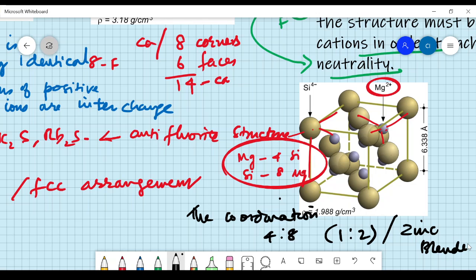And this structure is similar to zinc blende. But in zinc blende, half of the tetrahedral sites are vacant. So this is the main difference between them.